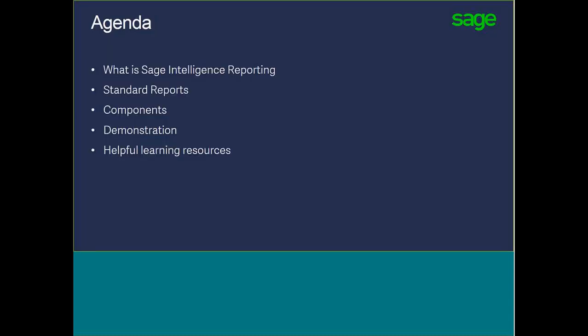All right, I have just a simple agenda here. I'm going to talk, first of all, I've got a few slides on what Sage Intelligence Reporting is and how it works all at the same time. I'm going to talk a bit about our standard reports, or the reports that Sage Intelligence provides, and then go through specifically all the components for Sage Intelligence. I'm going to do a quick demonstration and talk about a few links that can be an area for you to learn more, helpful learning resources.